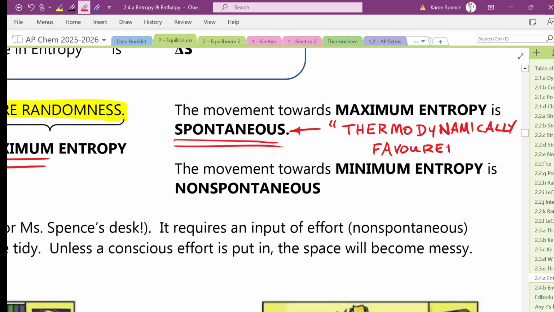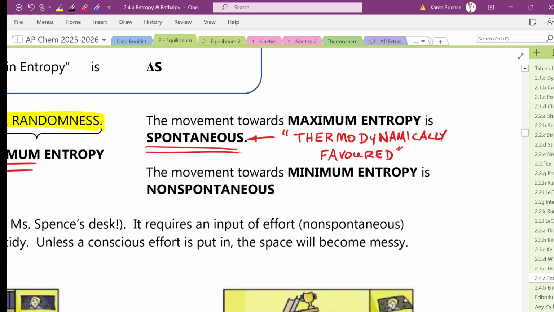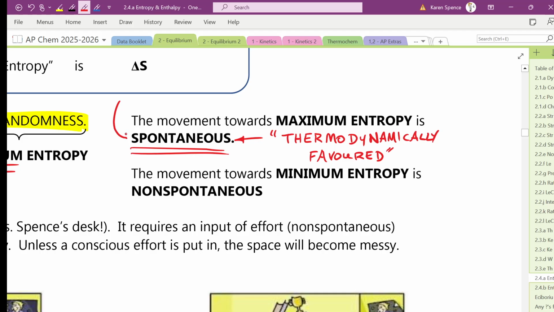However, I feel like as you go off to university, you will still hear the words spontaneous and non-spontaneous, as you will within my worksheets and within Hebden, because those are more geared towards Chem 12. So this is the Chem 12 language. And this is the AP language.